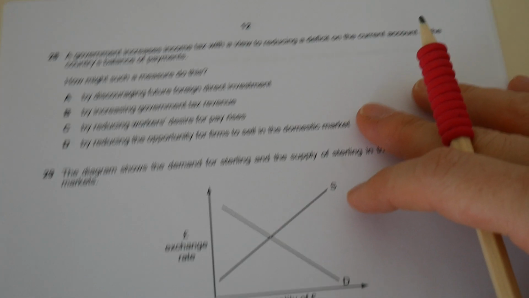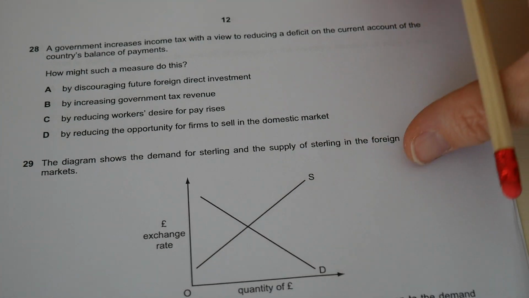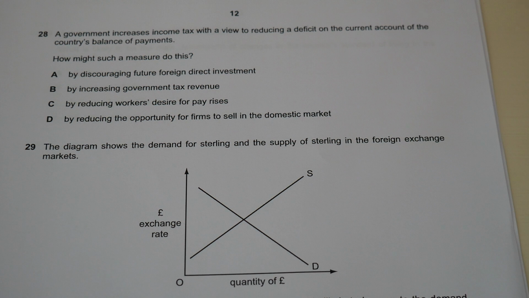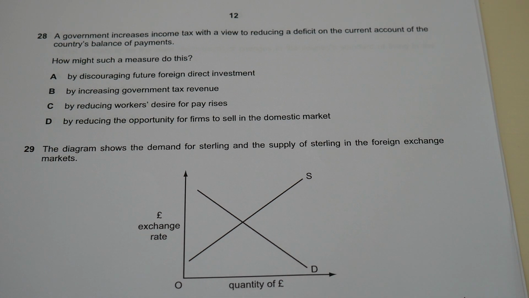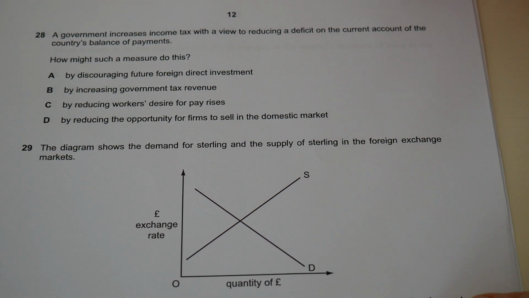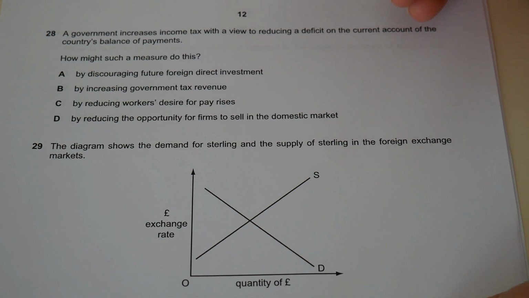So let's have a look at the next one. 28. The government increases income tax with a view to reducing a deficit on the current account of the country's balance of payments. Okay, so this is really an expenditure reducing policy taking place here.